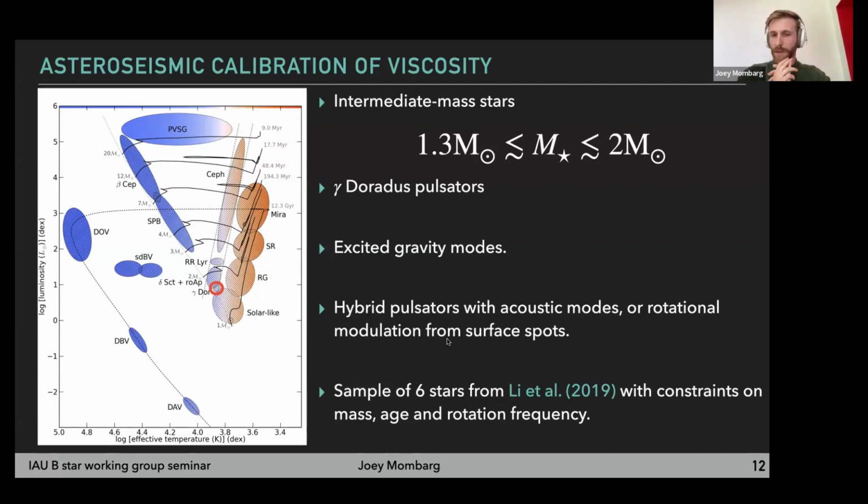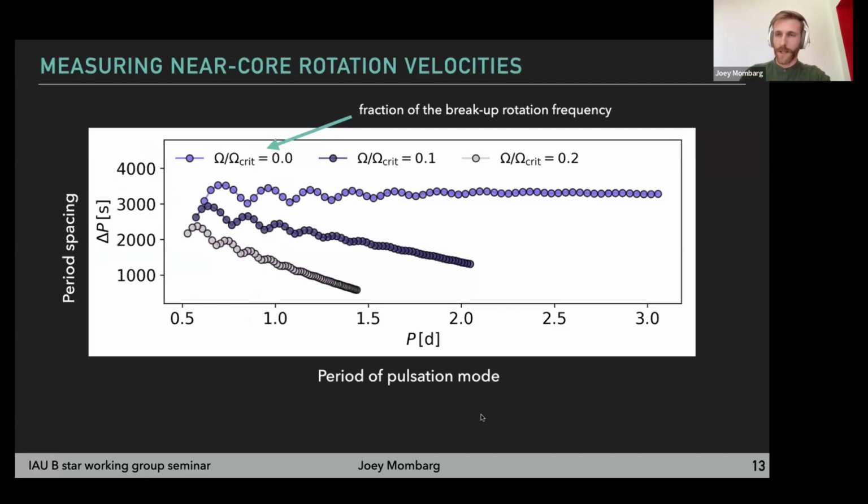So for this sample from Gang Li's slowly rotating gamma Doradus stars, in the end, I managed for 6 of these stars to get constraints on the mass, the age, and the rotation frequency from the literature. So I use these stars as a sort of calibration point to see what the efficiency of angular momentum transport should be.